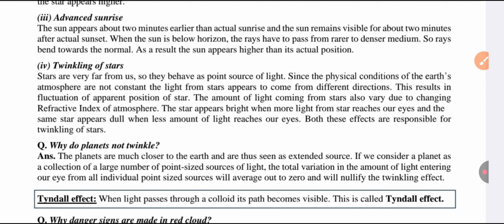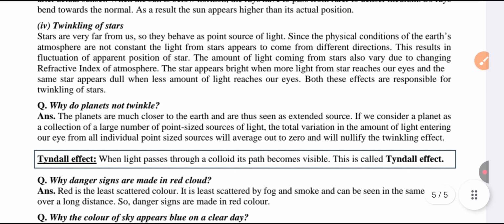Advanced sunrise. The sun appears about 2 minutes earlier than the actual sunrise, and the sun remains visible for about 2 minutes after actual sunset. When the sun is below the horizon, the rays have to pass from rarer to denser medium, so rays bend towards the normal. As a result, the sun appears higher than its actual position.